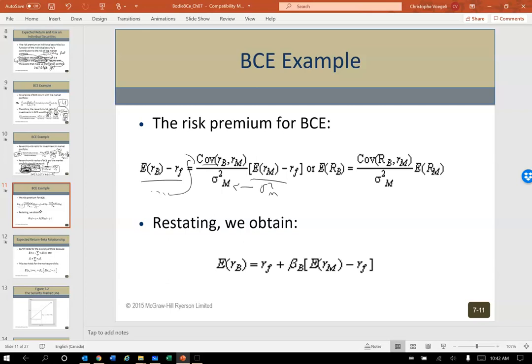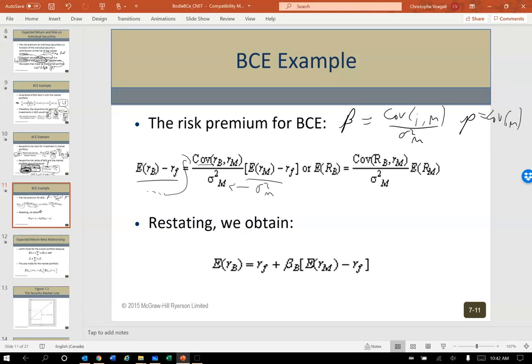Friendly reminder, you might recall what beta is. What's beta? We talked about this. It's the covariance of the investment with the market divided by the variance of the market. Not to be confused with correlation, where we do the covariance of I with M divided by sigma I, sigma M. You may recall that for correlation. That's why beta is kind of similar, except we're just dividing by the variance of the market. That's the big difference between beta and correlation.